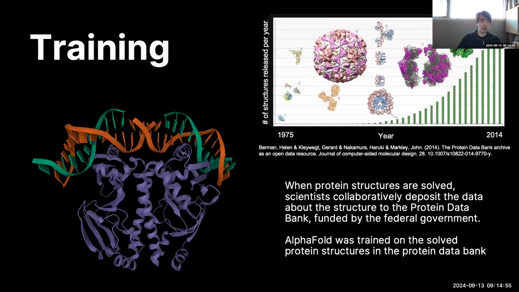So how was AlphaFold trained? AlphaFold was trained using structures from what's called the Protein Data Bank. This is a really cool collaborative effort among these crystallographers. Basically, whenever a protein structure is solved using X-ray crystallography or cryo-EM, the scientists collaboratively deposit this data about the structure to the Protein Data Bank, which is funded by the federal government. AlphaFold was then trained on these solved protein structures. So there's information about the structure, the sequences, and then AlphaFold was given a training data set.